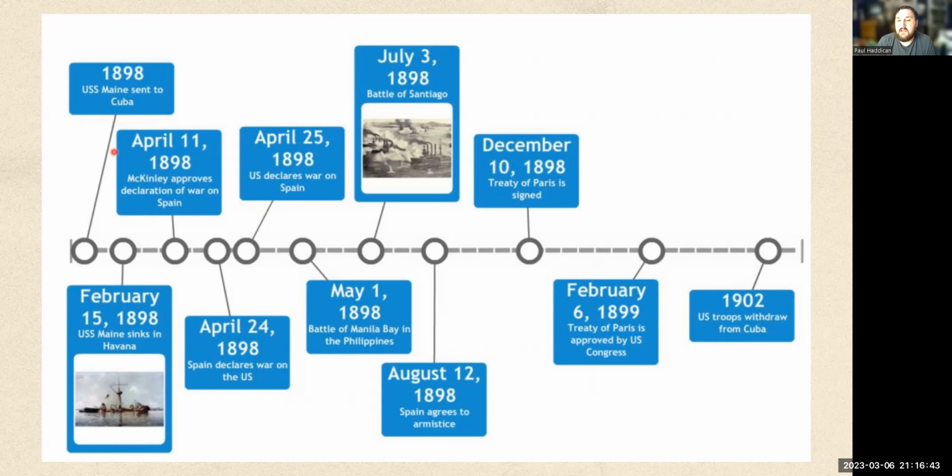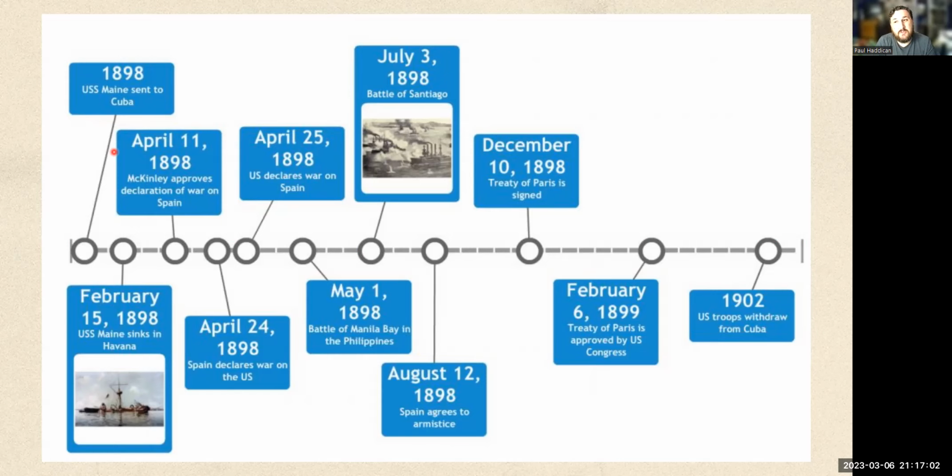Spain finally agrees to an armistice, a ceasefire, later the same year, 1898. We signed the Treaty of Paris at the end of that year. The US approves it in the beginning of February, and then we keep our troops in Cuba from the beginning of 1899 through 1902.